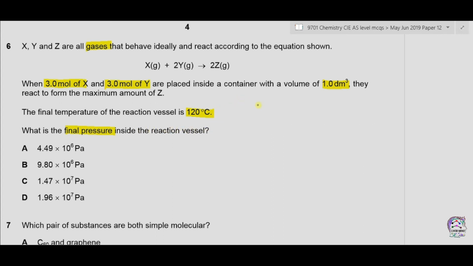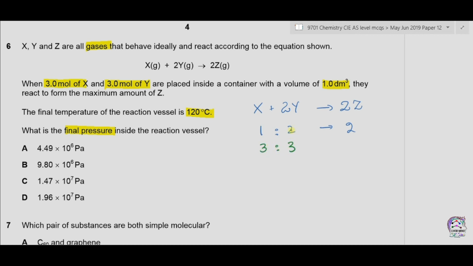In this question, we can see that 1 mole of X reacts with 2 moles of Y to form 2 moles of Z. So therefore, the molar ratio is 1:2, forms 2 moles of product. In the question, they have given 3 moles of X and 3 moles of Y. So therefore, let's see which one is the limiting reagent. So we have 3 moles of X and 3 moles of Y.